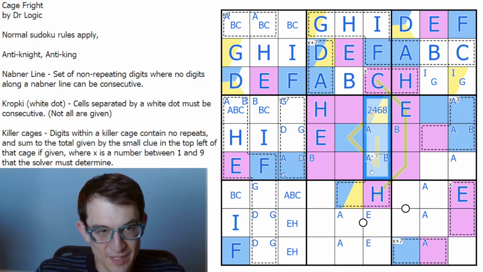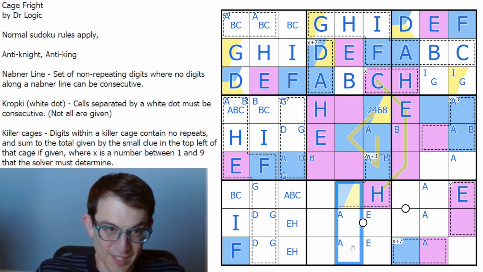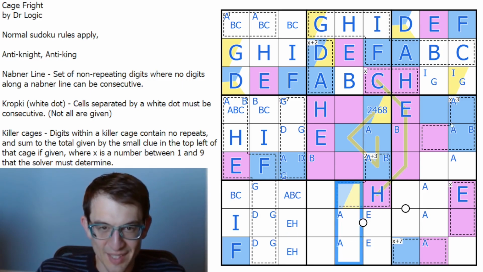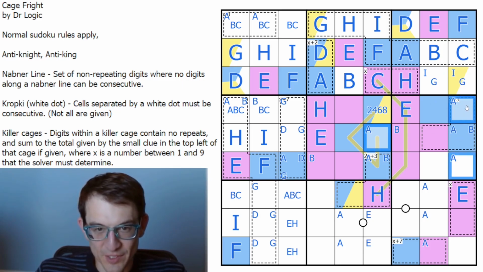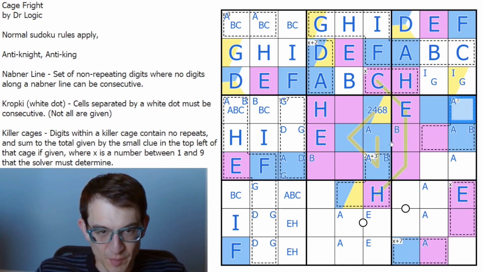So D is one of these. D is one of these. Yeah, not helpful. Okay. Where does this go in box 6? One of these, but it could just be here. It could be here, so that doesn't tell me much.